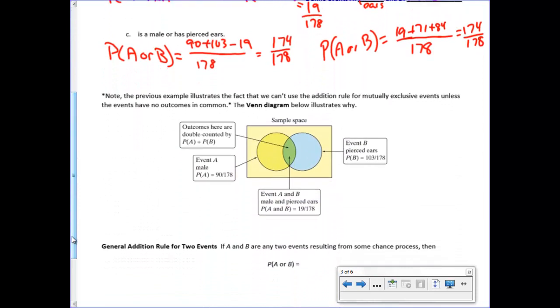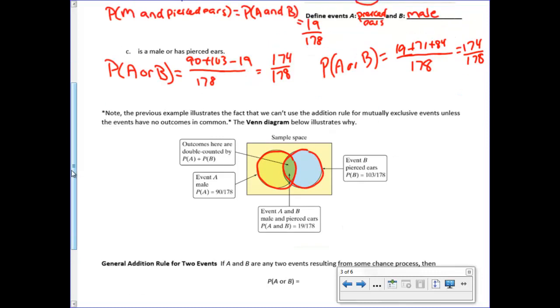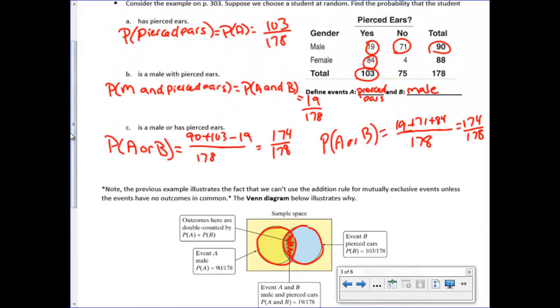So we can take that information, and then we can also put it in a Venn diagram. And here's what we're having this represent. We've got one circle here. You've got another circle over here. What do we know? In the center is the part where it overlaps, right? You have males, you have people with pierced ears. The part that they overlap, this is where we get our 19 out of 178, which is what we see here. We've got 19 males with pierced ears, and that's the part that overlaps.